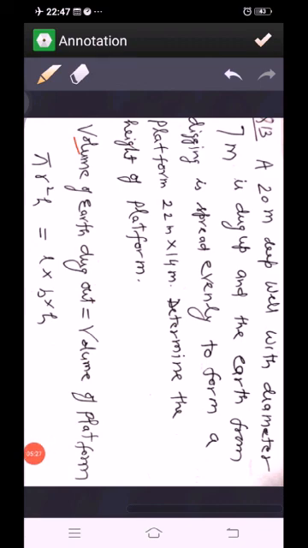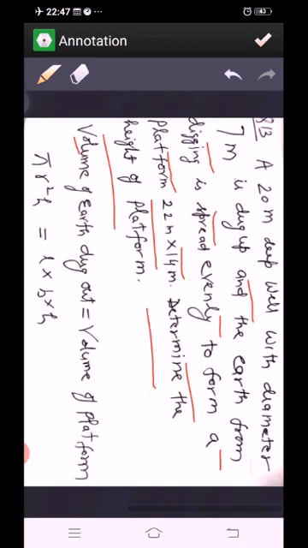Let us take question number 13. A 20-meter deep well with diameter 7 meter is dug up and the earth from digging is spread evenly to form a platform 22 meter into 14 meter. Determine the height of the platform.